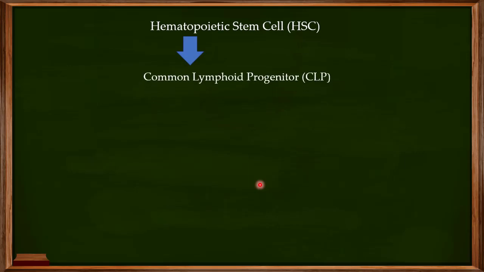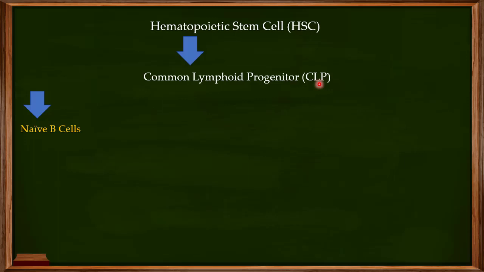Now, in this particular video, I want to focus on the common lymphoid progenitor, what these common lymphoid progenitors are and which type of cells are produced from them. For short, of course, we can call it the CLP. So the first type of cells that is produced by this CLP, they are the naive B cells. Of course, you can call them the immature B cells.